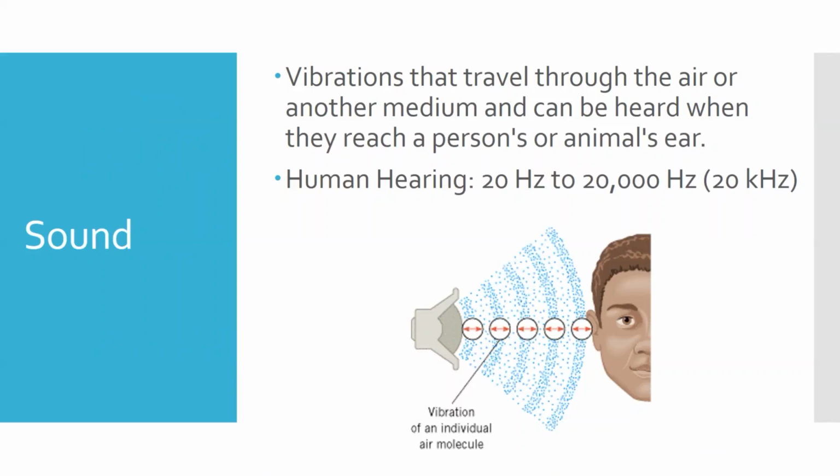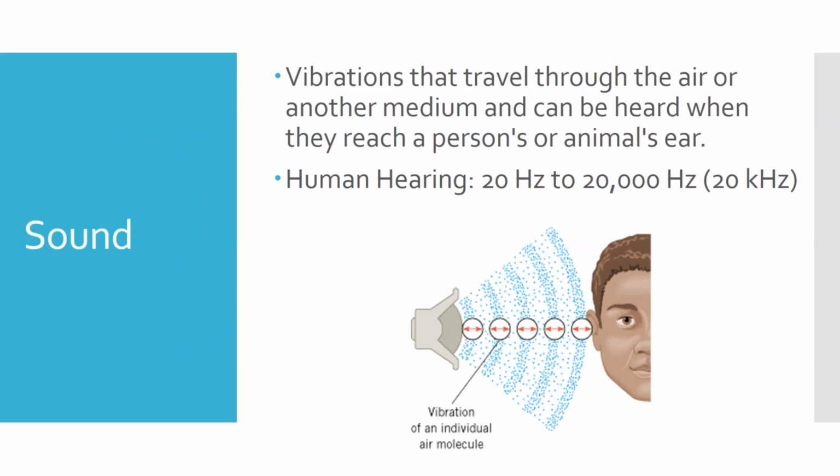So sound is only possible if you have a medium for it to transmit through. It's a vibration that travels through the air or another medium, another material. And so our medium, our material, is going to be the object that we're typically going to be inspecting.